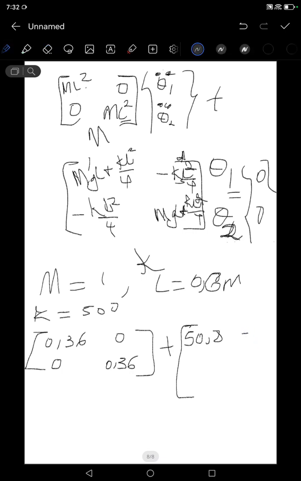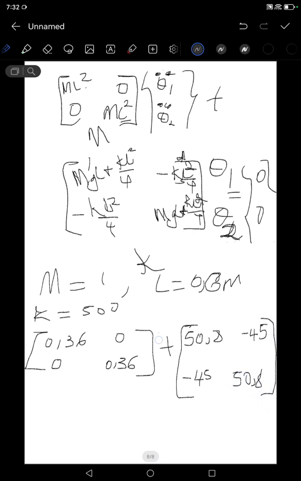So here we're gonna have a negative 45. Same as here, it's gonna be a negative 45. And then even here it's gonna be 1 multiplied by 9.81 multiplied by 0.6 plus 500 multiplied by 0.6 squared over 4, and then it's gonna be 50.8.